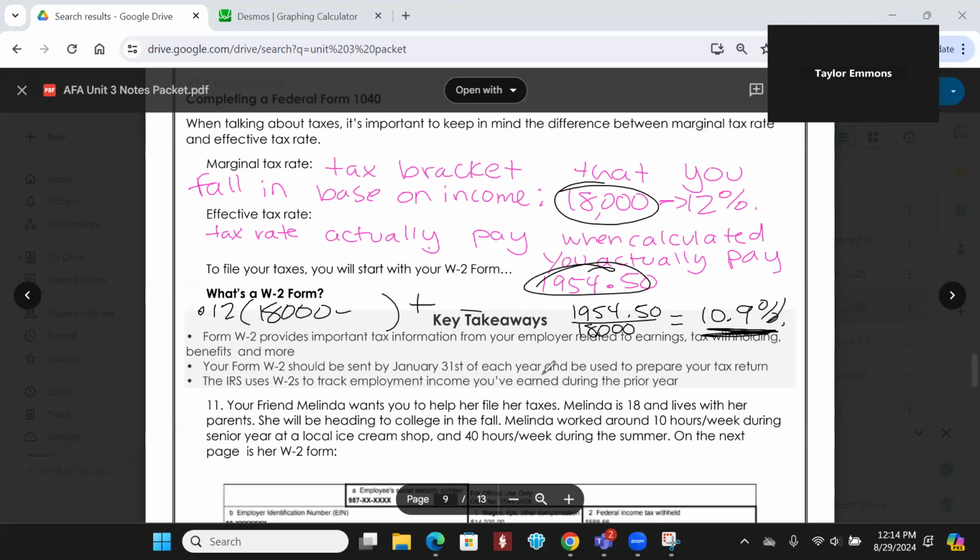Okay, yesterday we talked about W-2s, right? Some reminders about your W-2s. It provides tax information from your employer related to your earnings, tax withholding, benefits, and more. Your W-2 form should be sent out by January 31st of each year and be used to prepare your tax return. So your business sends you your W-2 and then you start filing. The IRS uses the W-2s to track employment income you've earned during the prior year. My question was always, why do I have to turn this in if they already have it on file? But that's beside the point. Kind of like putting your name on your paper for the IRS.